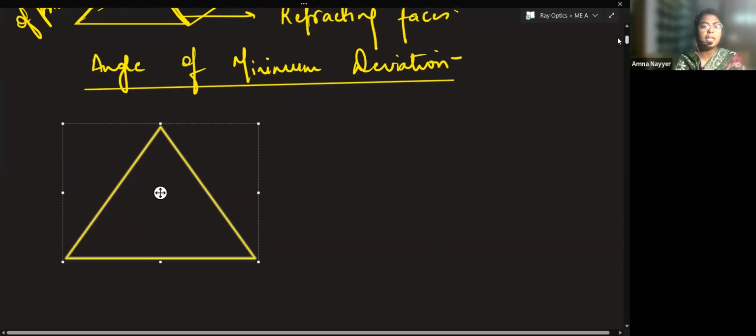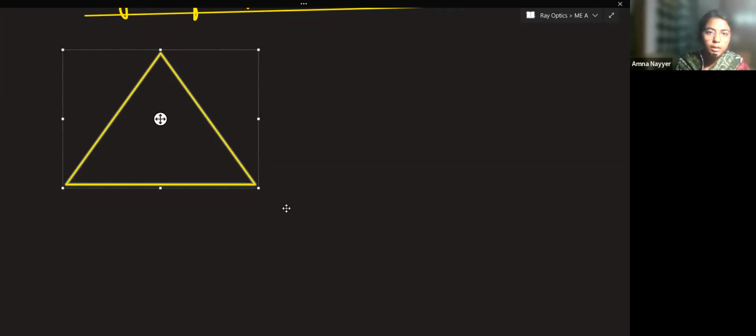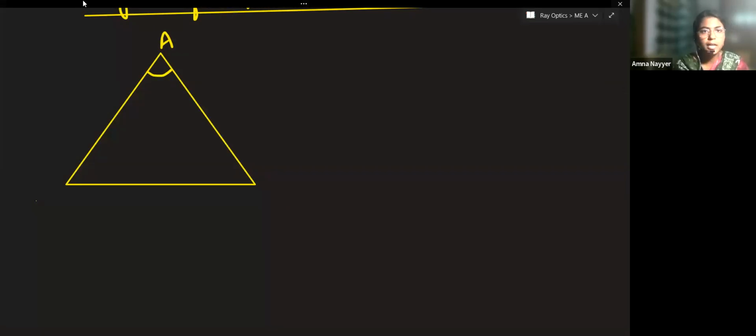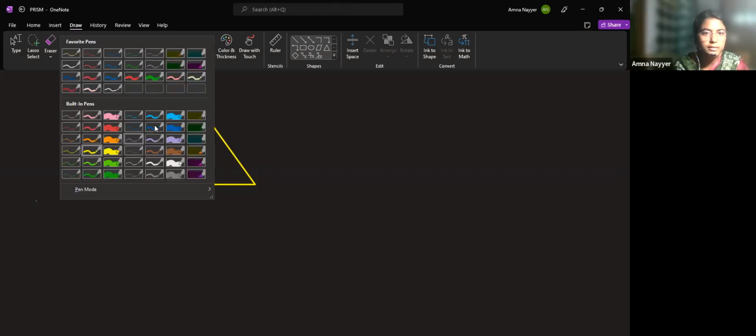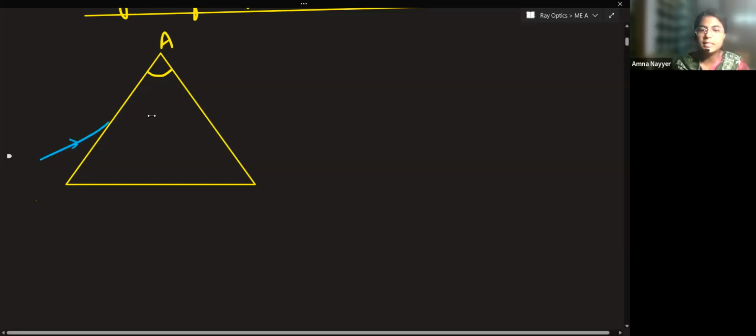So certain labelings are there. This is the angle of prism, let's say this is A. Now this is the face where the ray of light is incident. Let's say a ray of light is incident. This is the incident ray. Let's say this is the perpendicular, the normal.